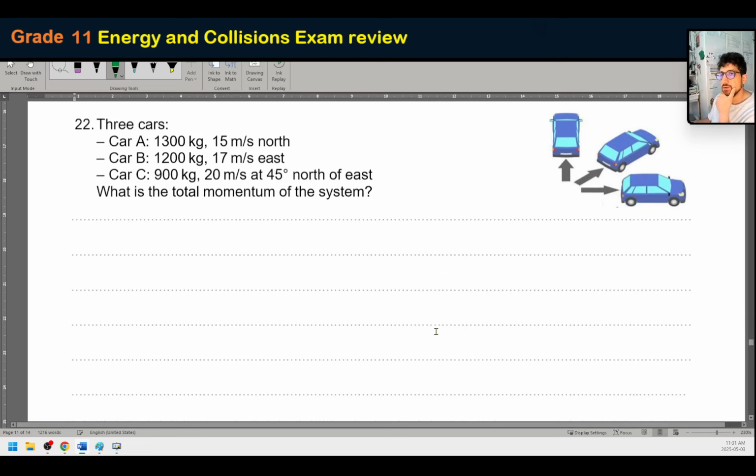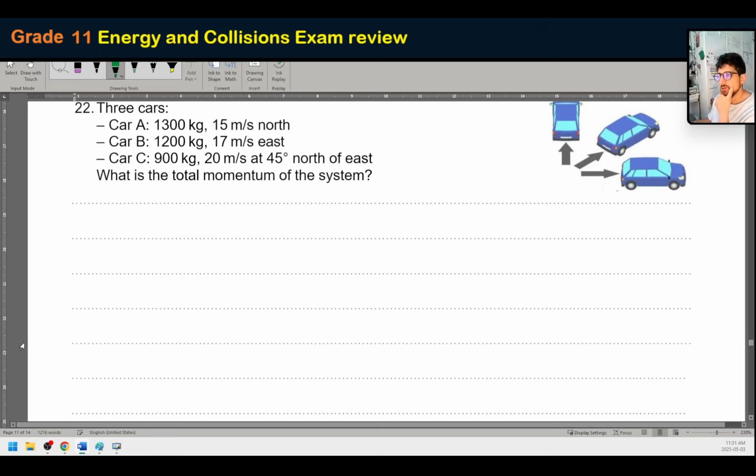Right, moving on. Three cars. What is the total momentum of the system? Okay, we need the total momentum of the system. We've done this before. We've got three cars that are traveling in different directions, and we need the total momentum of the system. The first thing we need to realize here is that I can't simply work out the momentum for each one and just add them. I need to work out the components of the momentum. So I need to work out the x and y components. So let's go and do that.